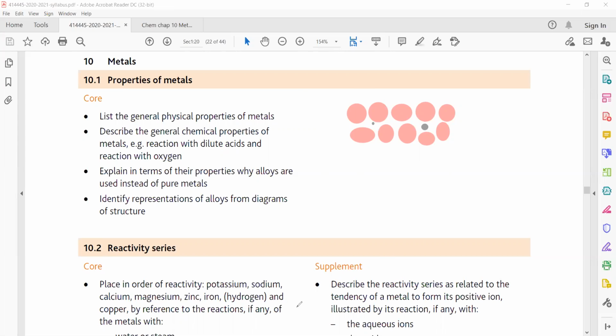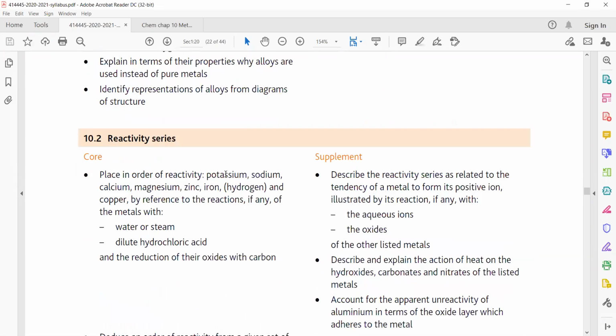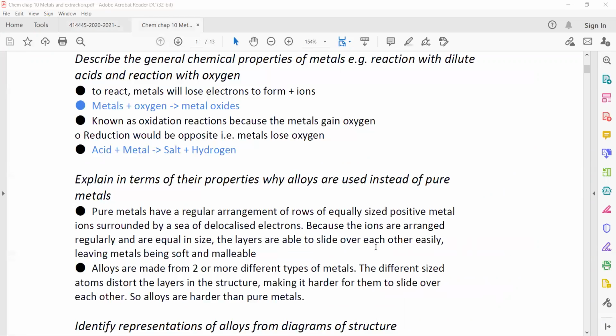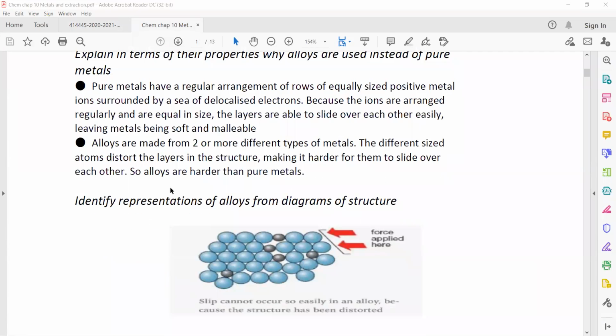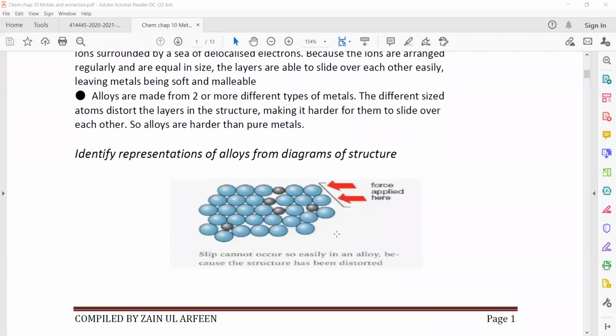And alloys are generally harder. Why are alloys generally harder? Because of different size particles, there is more friction between the layers, and the layers cannot slide over each other. So as you can see, in the structure of the alloy, there is a lattice of positive ions, and different size particles are present also. So alloys are generally harder because of greater friction between the layers.